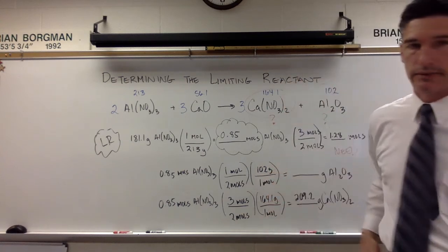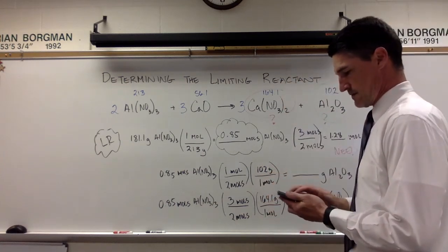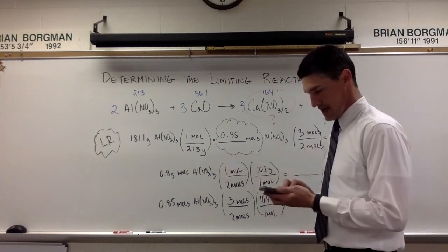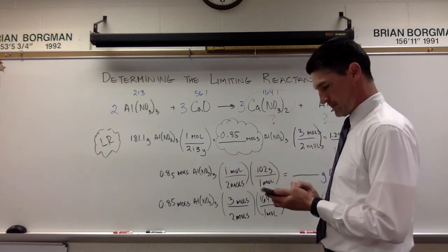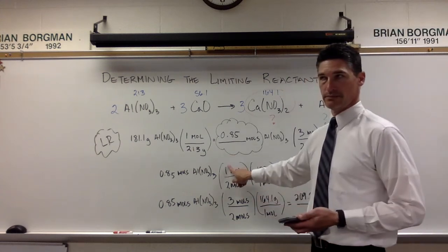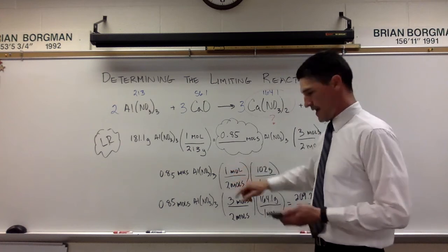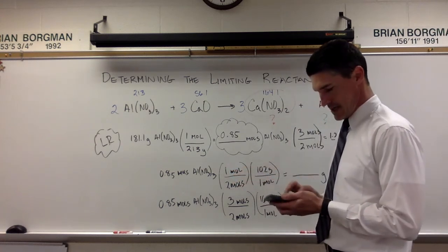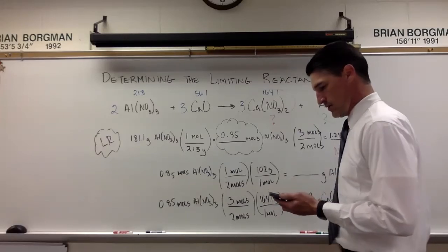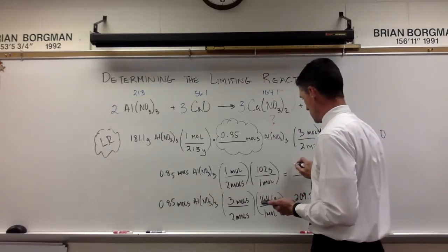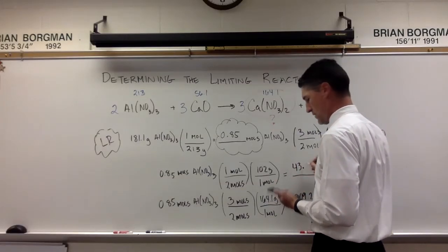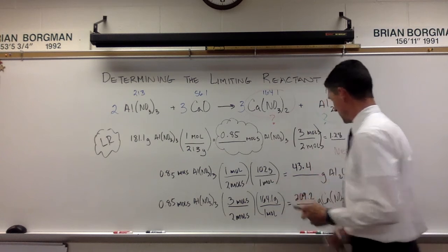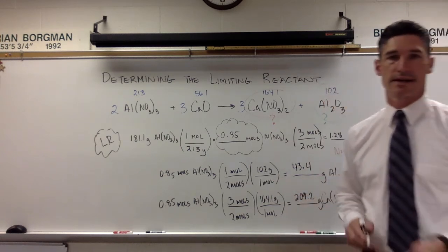Now do your calculator again. So we start back at 0.85, multiply it by 1, or just don't, because it's 1. Divide by 2, and then multiply times 102. We are going to make 43.4 grams of aluminum oxide.